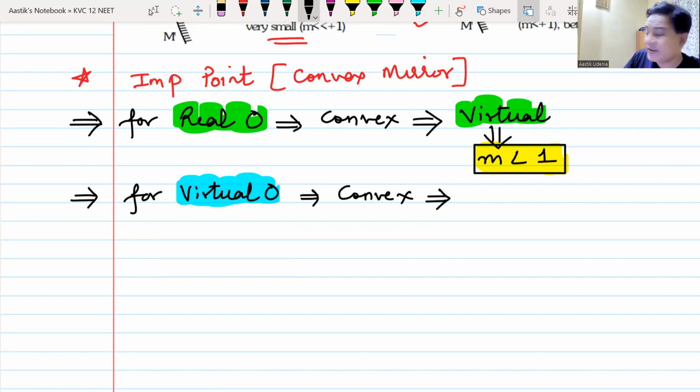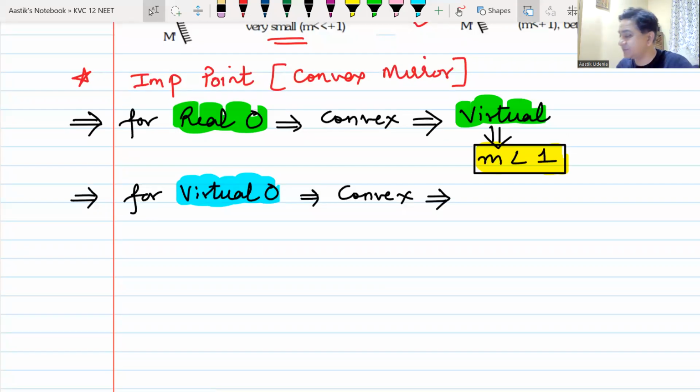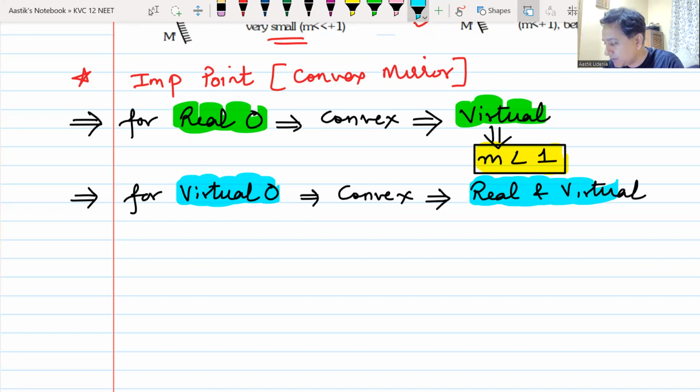See, if you take inferences correctly, and I'm going to show you for a concave mirror what was happening. And I want you to take inference from here and then tell me for virtual object what can a convex mirror do? And my dear friends, what is the answer? It can form both real and virtual images. For a virtual object, a convex mirror can form both real and virtual images.